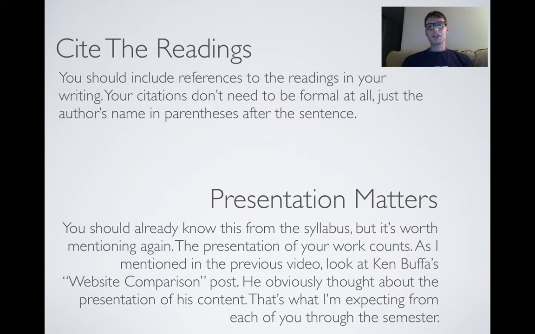Now, there's no formal citation required. I mean, just put the author's name in parentheses after the sentence. We have only a small number of readings each week, so I'll know exactly what you're talking about.